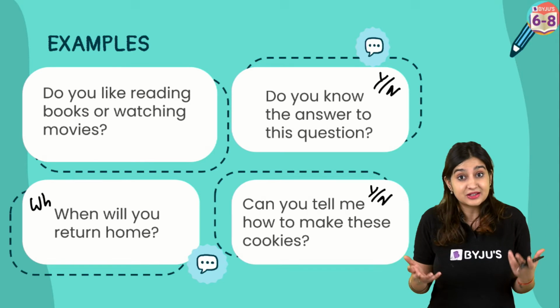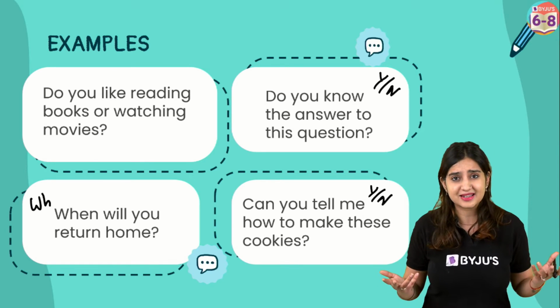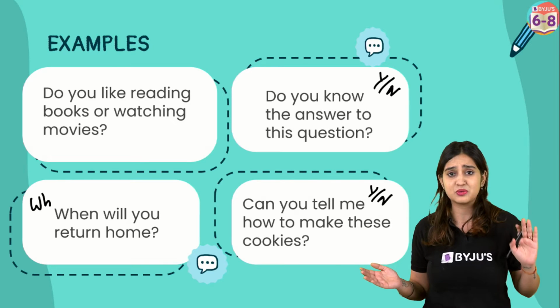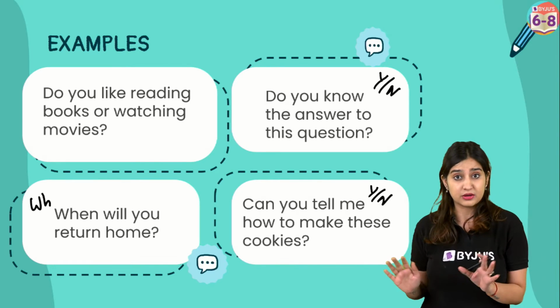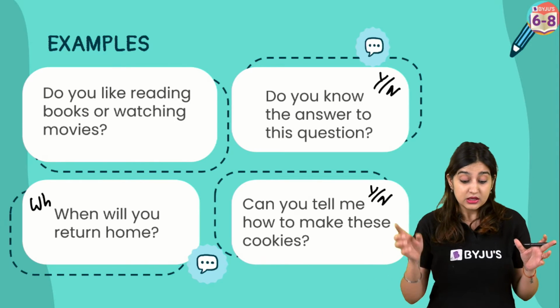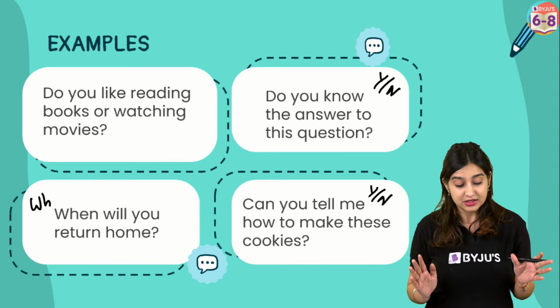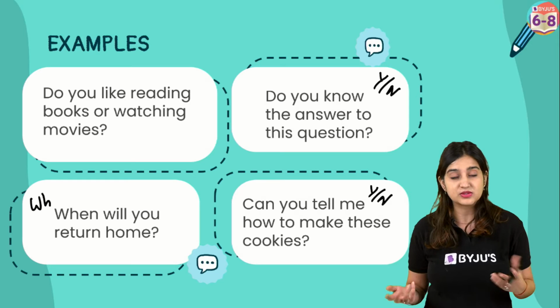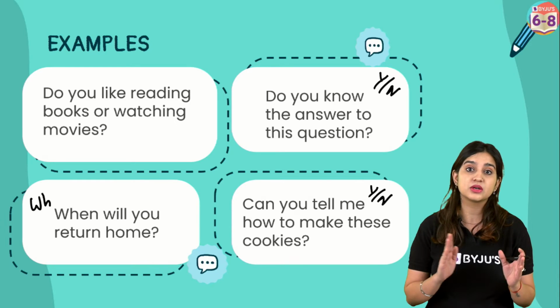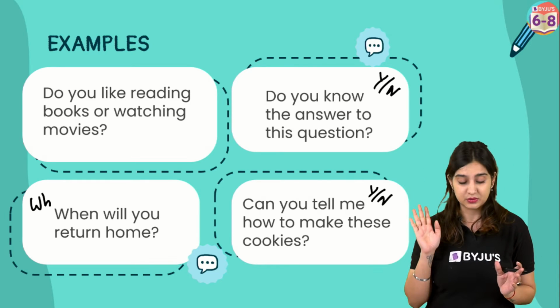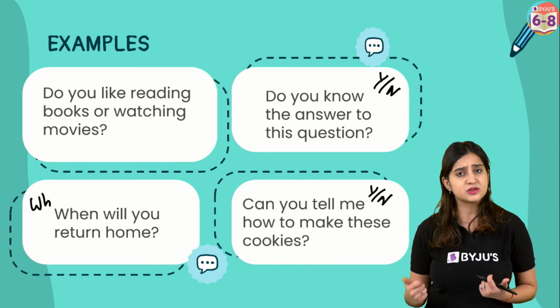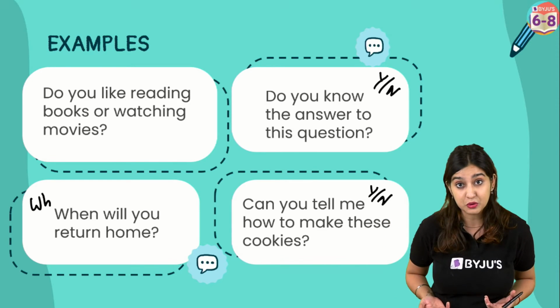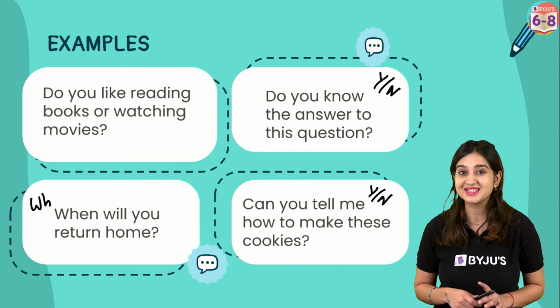So, in interrogative sentences, it's not as simple as declarative sentences where your voice just has to end in falling intonation. Here, it depends on the kind of question that you're asking. Do you like reading books or watching movies? Again, this was not a yes or no question. I was giving you an option between two things. So again, my voice did not end on a high note. Do you know the answer to this question? When will you return home? Now you know the different ways of asking questions.